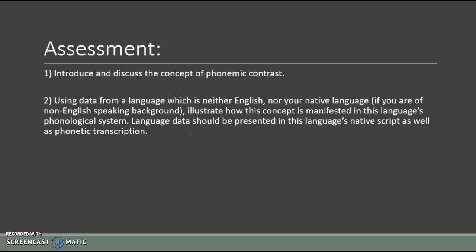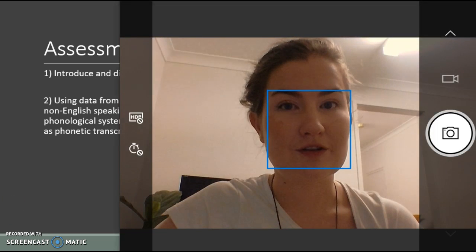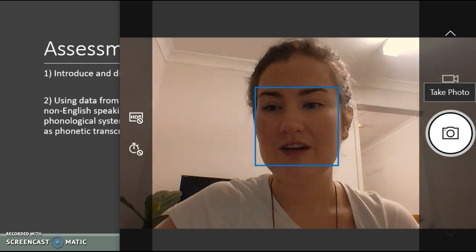The assessment asks us to introduce and discuss the concept of phonemic contrast, and then using data from a language which is neither English nor my native language, which is also English, illustrate how this concept is manifested in this language's phonological system. So I have chosen to analyse the Italian language.